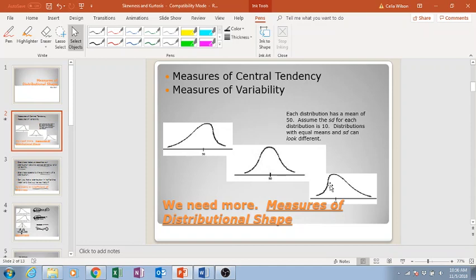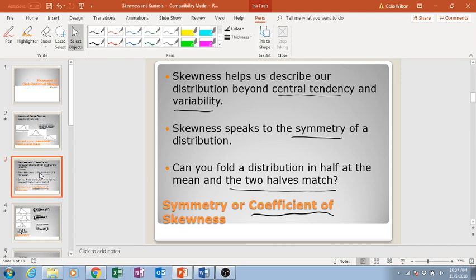So if we only knew mean and standard deviation, we really wouldn't have the most correct mental picture of the distribution. So we need more. We need something that is going to help us with that distributional shape. All right, and we have two of those. We have skewness and kurtosis, and they're kind of like peanut butter and jelly. They go together, but let's look at skewness first.